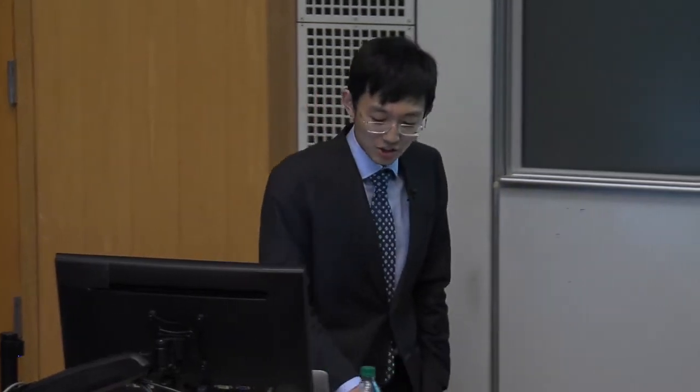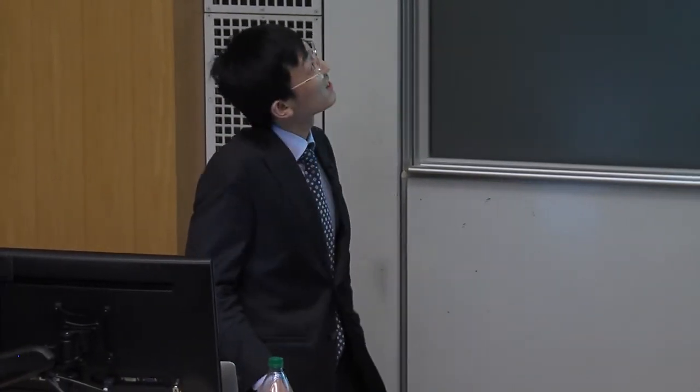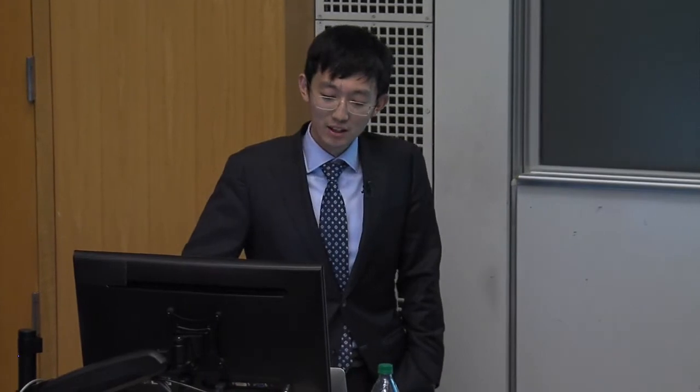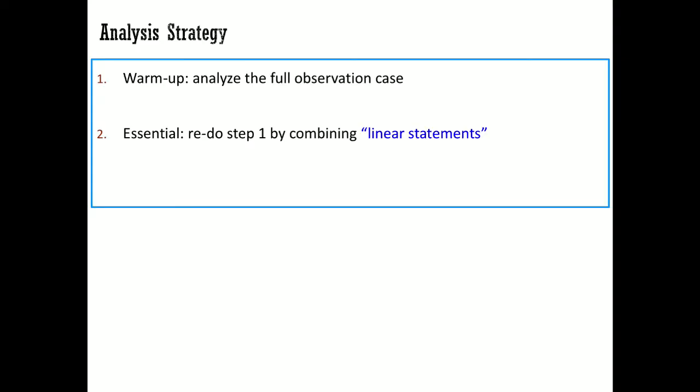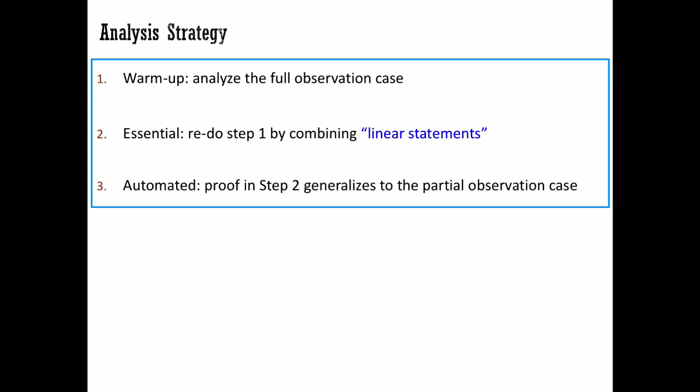So I'd like to end the matrix completion part by summarizing the analysis strategy, with a philosophical remark. So our analysis strategy is like this. First of all, we warm up with the full observation case. And actually, we don't have to do this because there are analyses in the literature. The second part is essential. We need to redo step 1 by combining linear statements. And suppose we can redo step 1 by combining linear statements, then the third step is automatic, because the same proof for the full observation case will generalize to the partial observation case automatically.